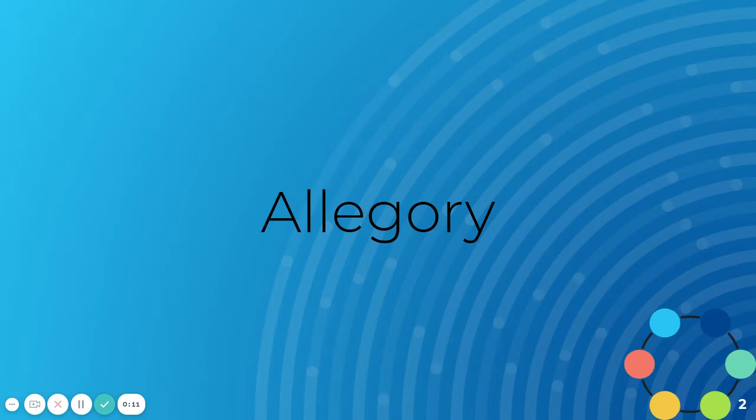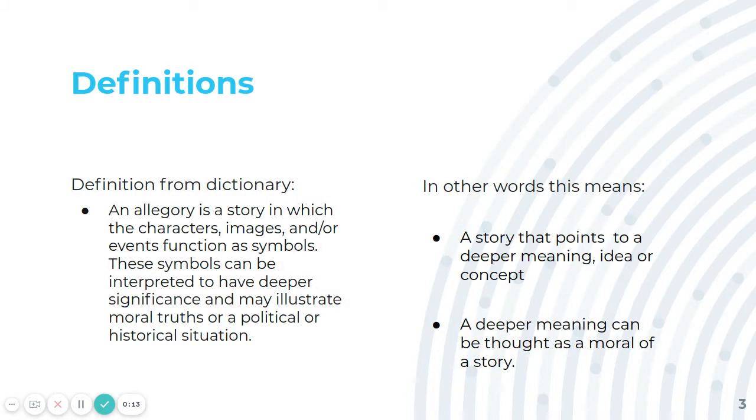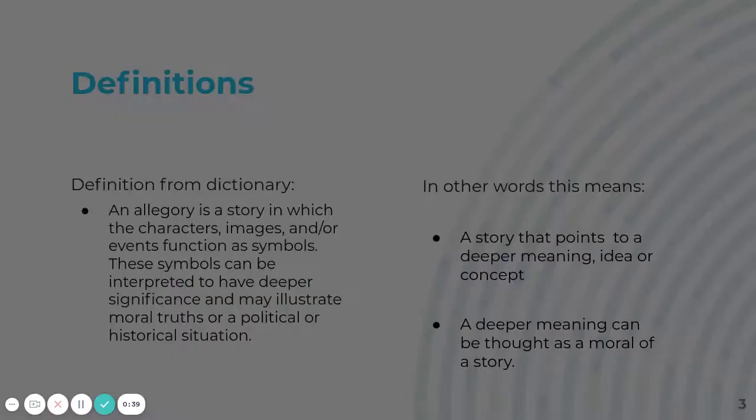First off, allegory. The definition from the dictionary. An allegory is a story in which the character's image and/or events function as symbols. These symbols can be interpreted to have deeper significance and may illustrate moral truths or a political or historical situation. In other words, this means a story that points to a deeper meaning, idea, or concept. A deeper meaning can be thought of as the moral of the story.